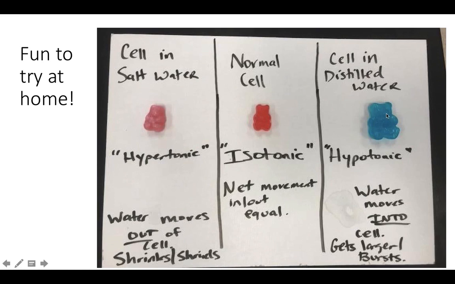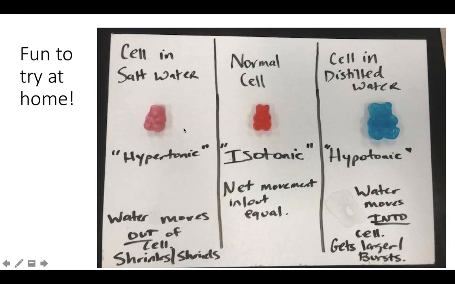Now, if I put my cell or my gummy bear in distilled water, what happens to it? Well, it expands. All of the water that was surrounding this original gummy bear knew that there was sugar inside of it, so all of the water wants to go into the gummy bear, okay, and it's going to expand. So this would be a cell in a hypotonic solution, and oftentimes hypotonic solutions will be distilled water because water is going to want to move into the cell. It's going to expand that cell.